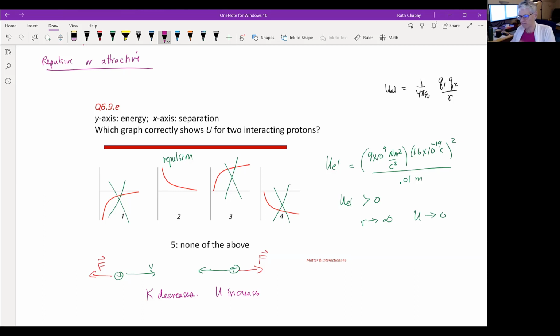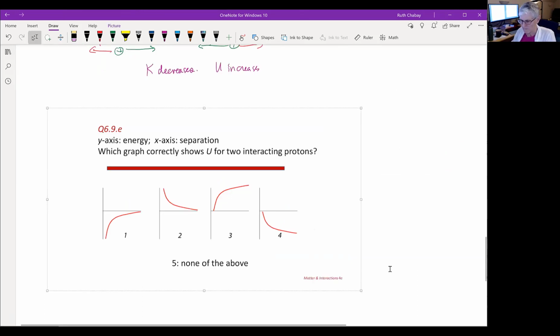So which graph would it have been if I'd said 2 interacting electrons? Let's change this question. So now it's electrons. Which graph correctly represents U for 2 interacting electrons? Okay, so that's better. And you're correct. The majority is correct.